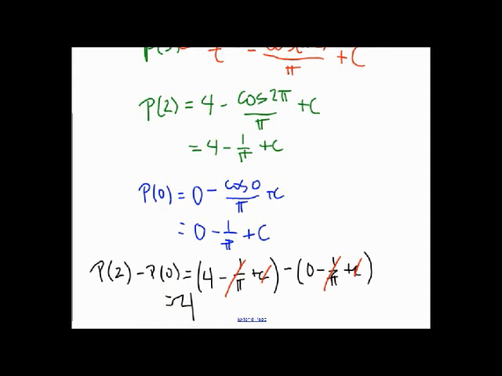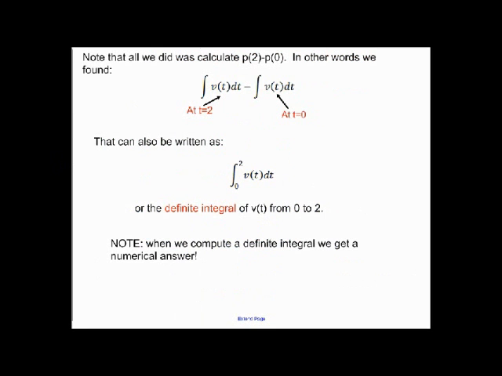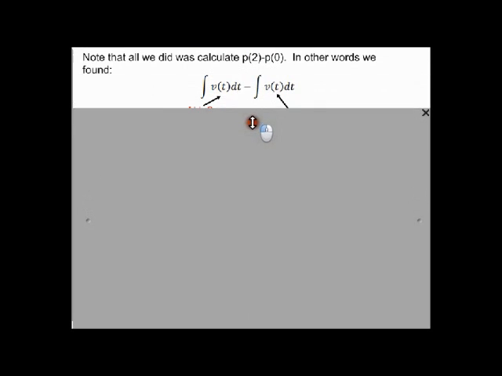So the total displacement of this object following that function, doesn't matter which way it traveled, is 4 meters. Okay? So notice that all we did was calculate p at 2 minus p at 0. In other words, we took the integral of the velocity at t equals 2 minus the integral of the velocity at t equals 0.